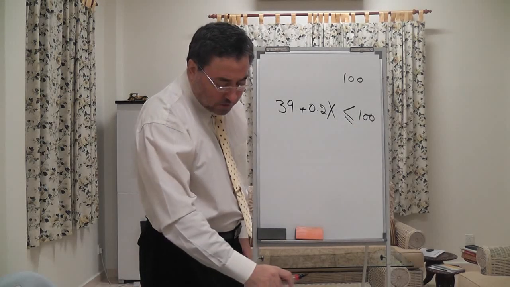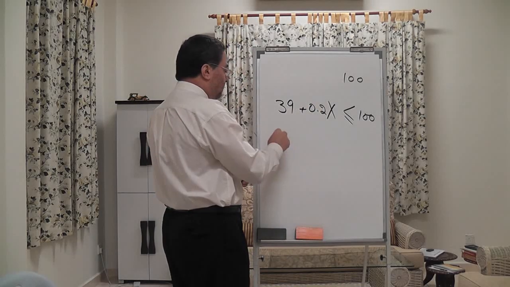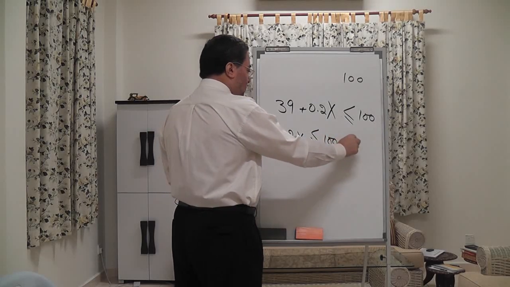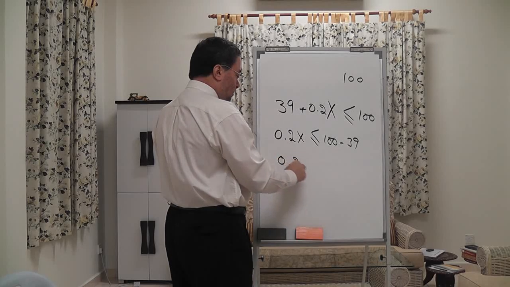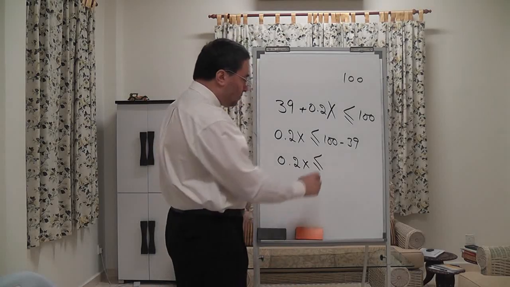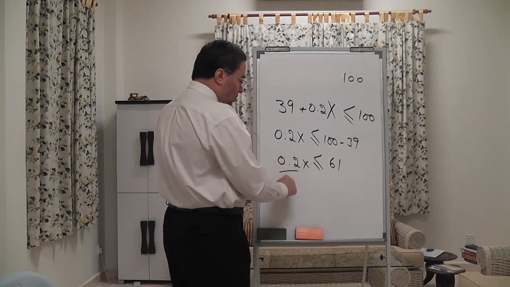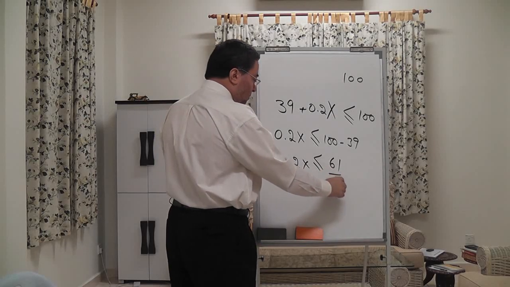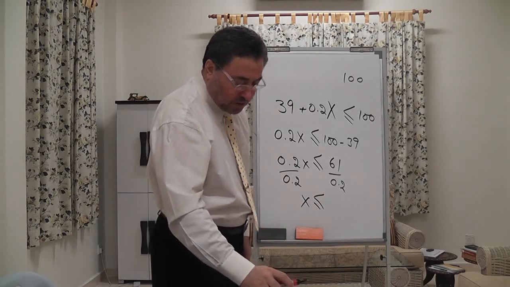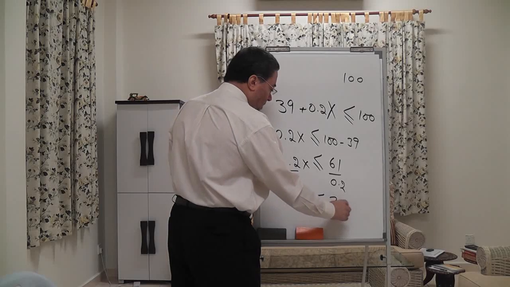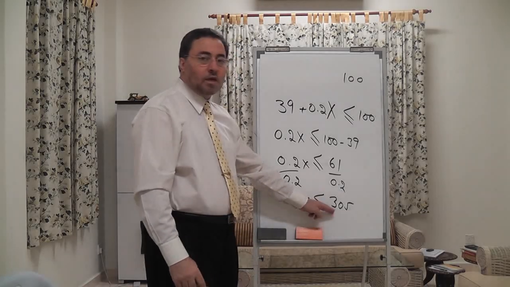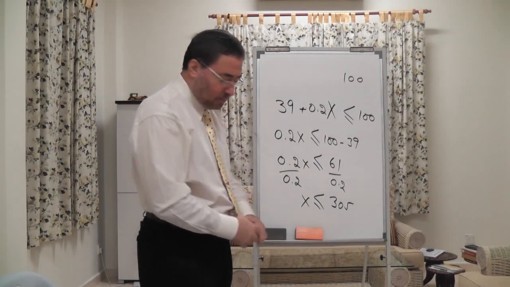So now if we solve this, we take 39 to the other side. And that will be 61. We divide both sides by 0.2, and we get the number of miles to be 305. So if that's his budget, he cannot travel in the car for more than 305 miles.